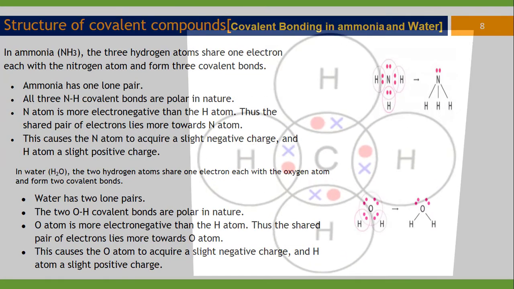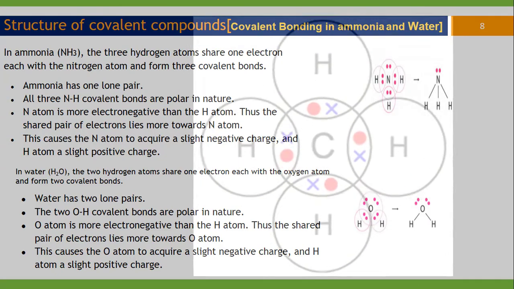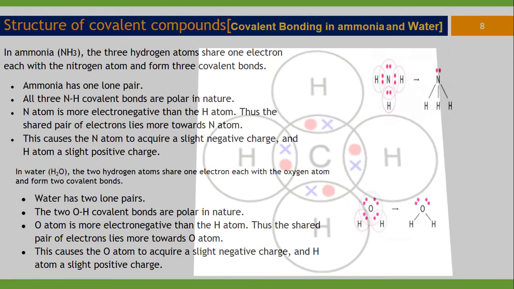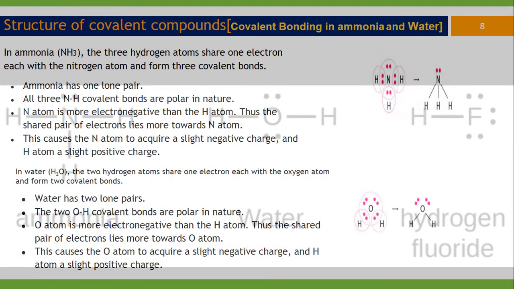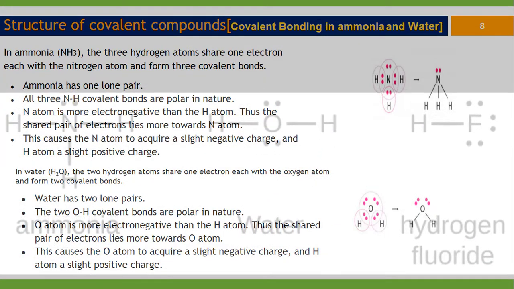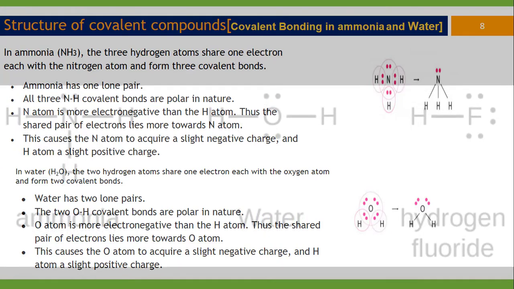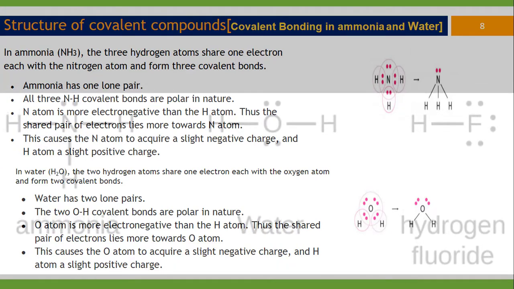The two O-H covalent bonds are polar in nature. The oxygen atom is more electronegative than the hydrogen atom. Thus, the shared pair of electrons lies more towards the oxygen atom. This causes the oxygen atom to acquire a slight negative charge and the hydrogen atom a slight positive charge.